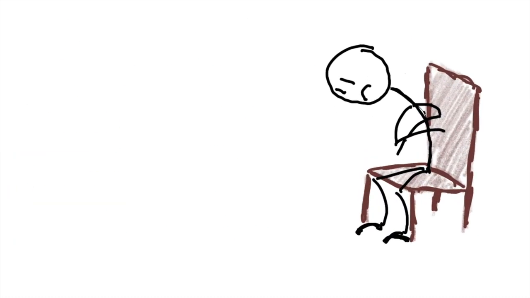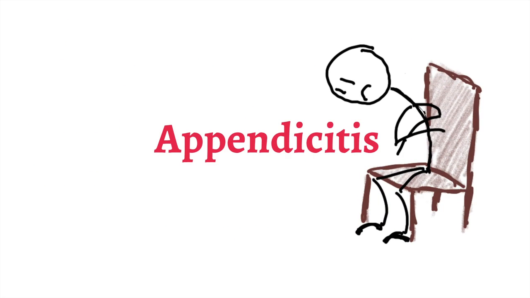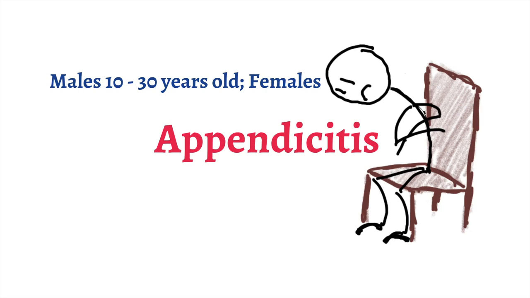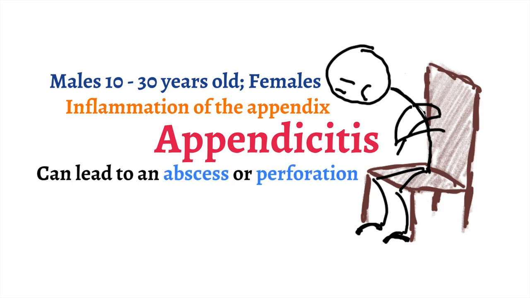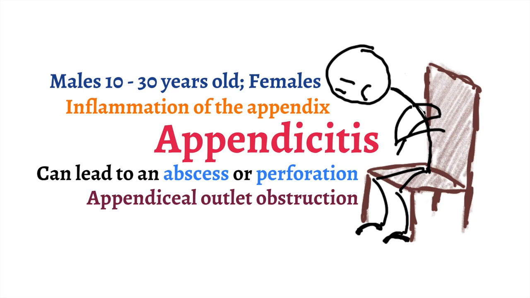Appendicitis is most commonly seen in males ranging from 10 to 30 years old, but it affects females nearly as frequently. Appendicitis is an inflammation of the appendix that can lead to a localized abscess and even perforation. There are several causes that are believed to lead to appendicitis. The most common cause is believed to be obstruction of the outlet of the appendix.